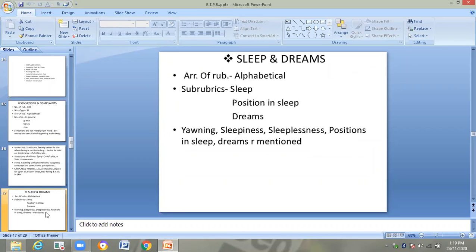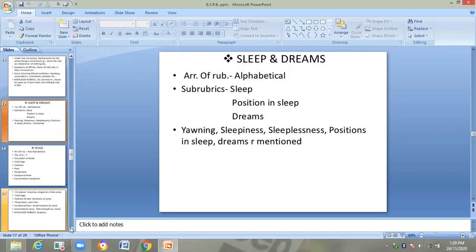Then the sleep and dreams section. In this section also, all the rubrics are arranged alphabetically. Under this section, subrubrics like sleep, position in sleep, dreams, yawning, sleepiness, sleeplessness are well mentioned in this section, that is sleep and dreams.